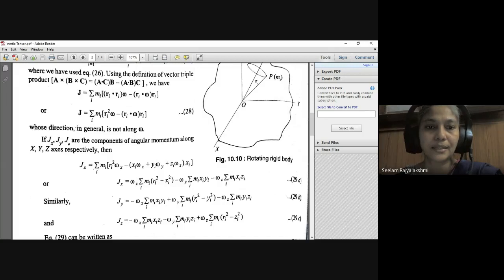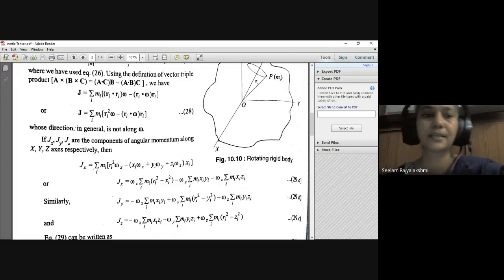And here Jx is equal to omega. We will take common omega x sigma i mi (r square minus xi square). Here we already have mi r square omega x, and we obtain the rest by multiplying xi with this one: minus xi square omega x plus xi yi omega y plus xi zi omega z. So by multiplying and taking omega x common, we obtain this term.